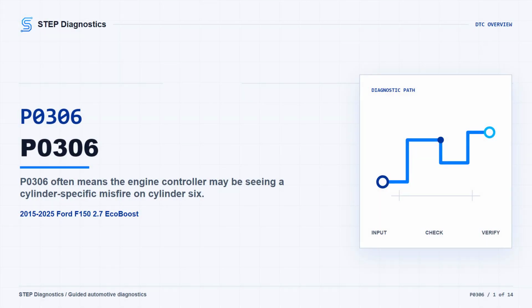On this 2015 to 2025 Ford F150 with the 2.7L EcoBoost, 238 kilowatts, 324 PS, P0306 means the PCM has detected a misfire on cylinder 6. In plain terms, that cylinder is not contributing the way it should. The truck may idle rough, stumble under load, feel down on power, or set a flashing MIL if the misfire is severe enough to risk catalyst damage.